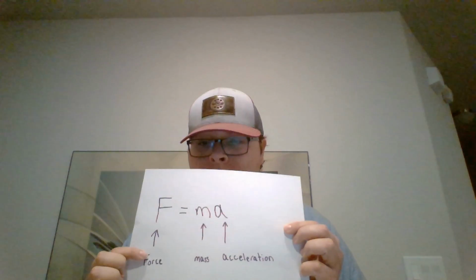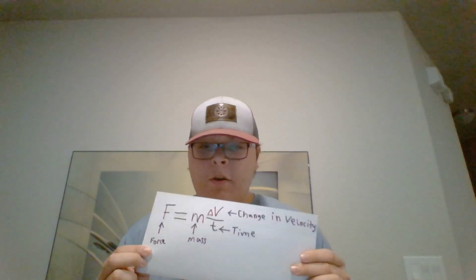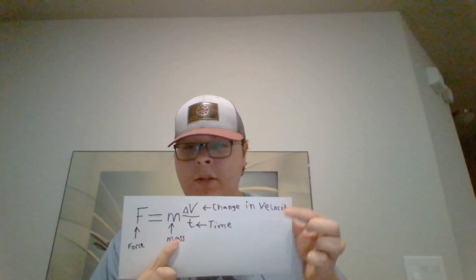Newton's second law of motion, the law of mass and acceleration, describes how the net force on an object affects the acceleration of an object with certain mass. Typically, this formula is represented by the equation F equals ma, where force is equal to mass times acceleration. Now, however, if we understand the acceleration is just a change in velocity over time, we can rewrite the same equation as F equals m delta v over t, which is force is equal to mass times the change in velocity over time.